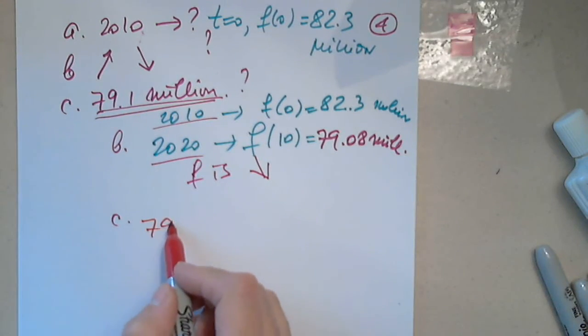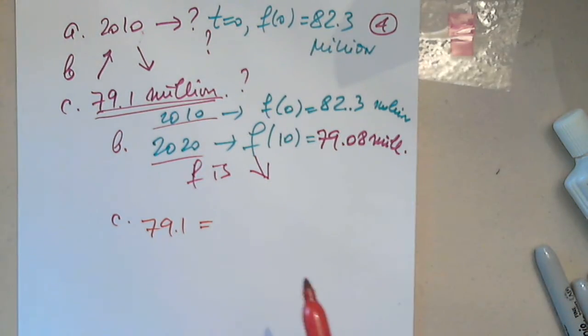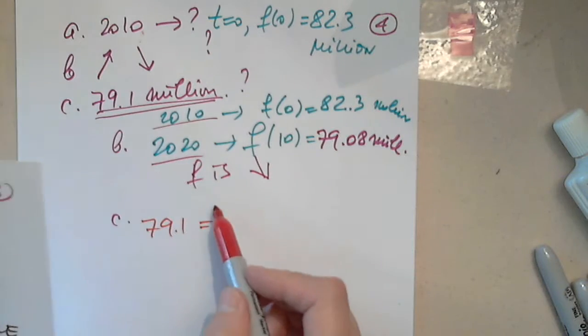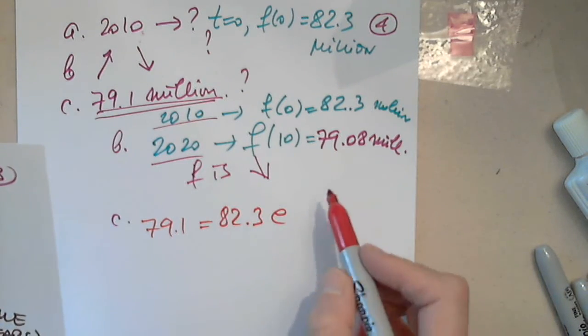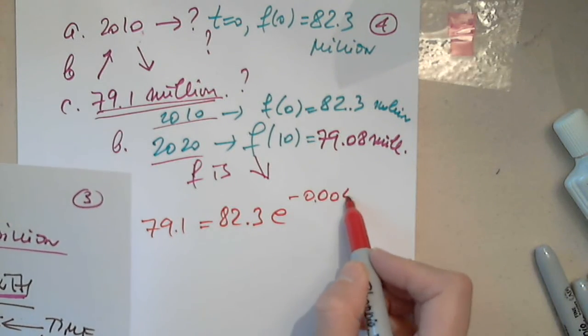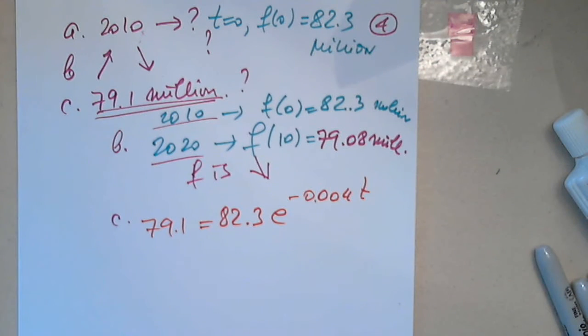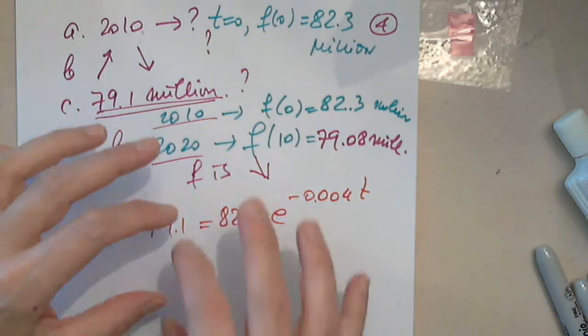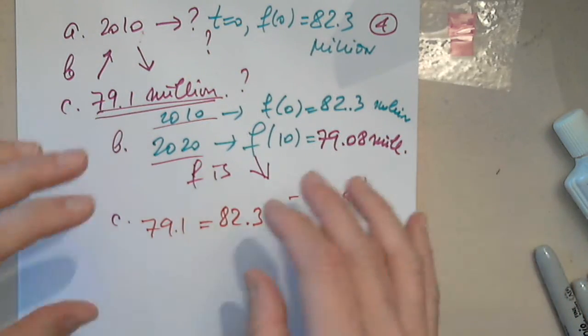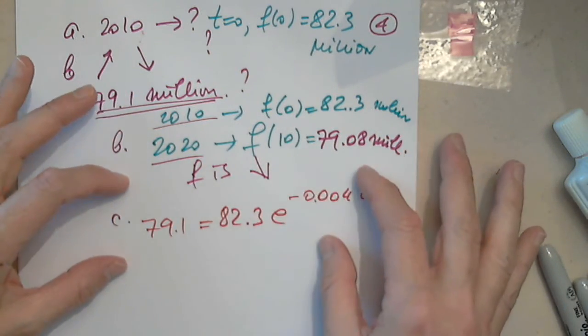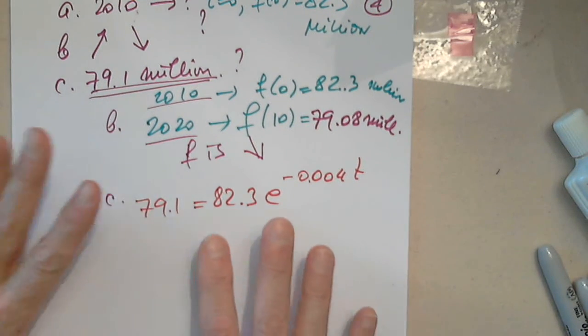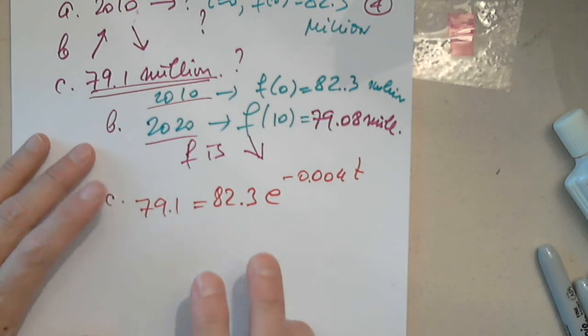I will have 79.1 equals 82.3 times e to negative 0.004 t. Okay. Now, this is what we studied, log and exponential equations, in the previous section. So now we have to remember what to do here, step by step.